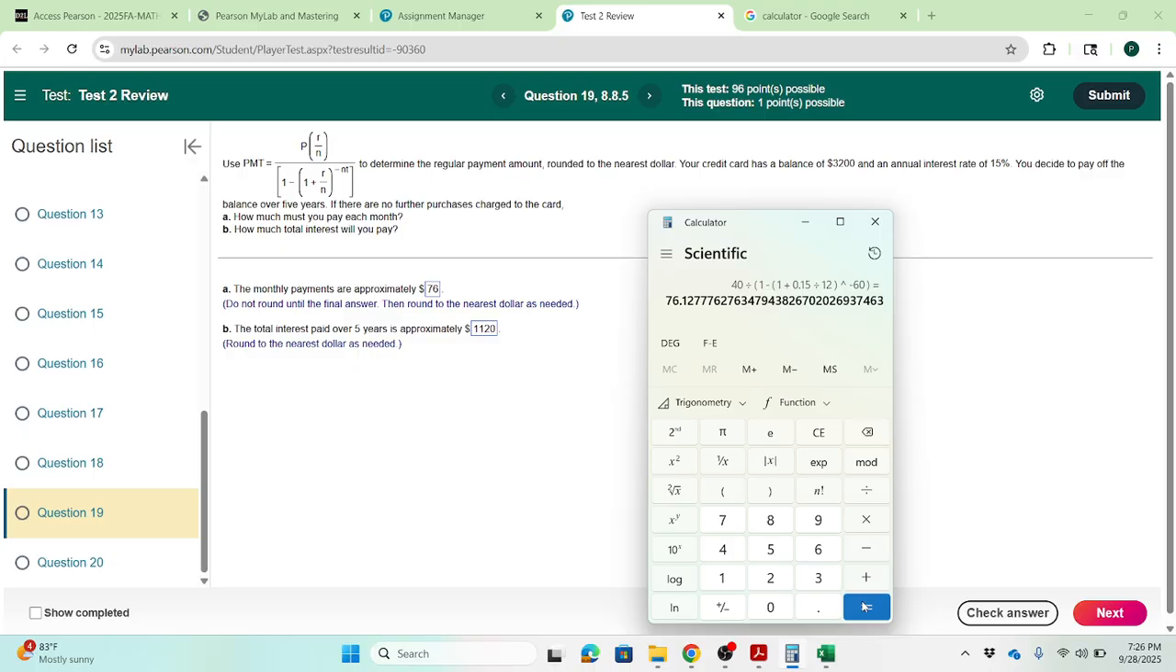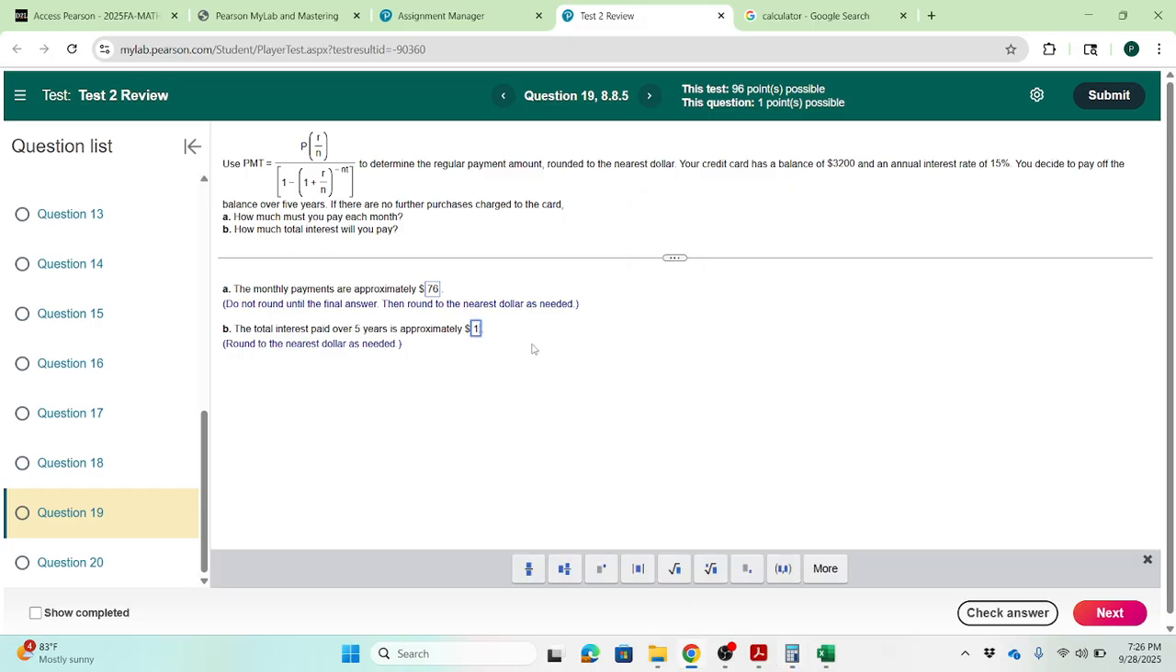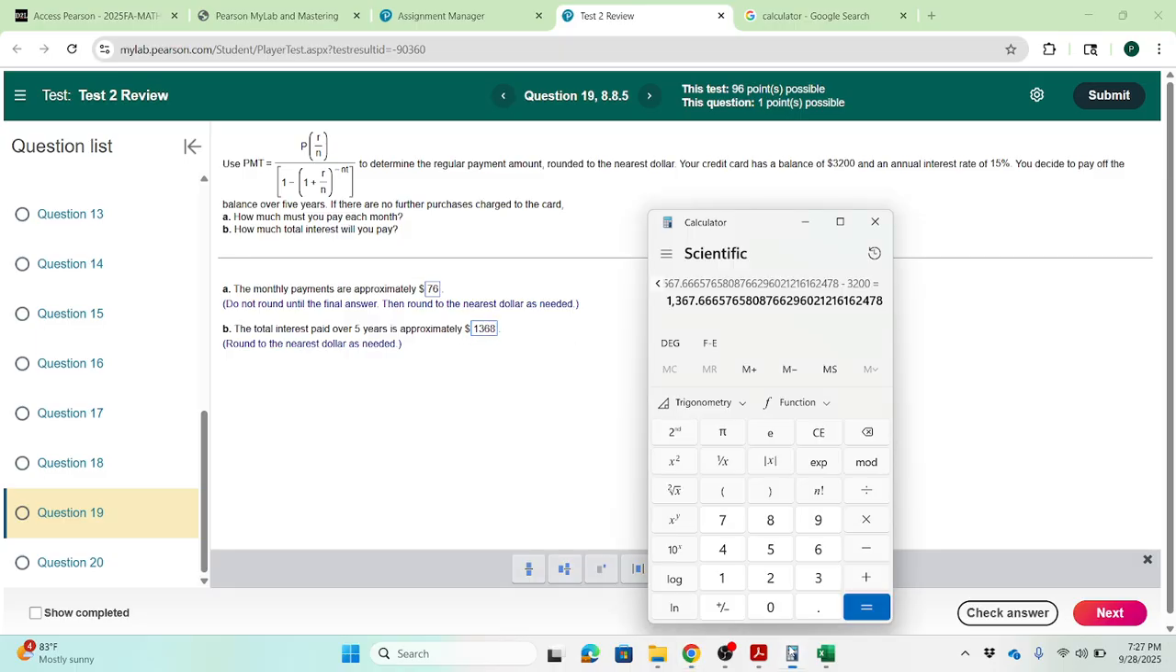So do not round until the final, then round to the nearest dollar. So $76 times 60 is $4,567.66 minus 3,200, which is $1,368. Let me just use that number, $1,368, and I will go over that again.